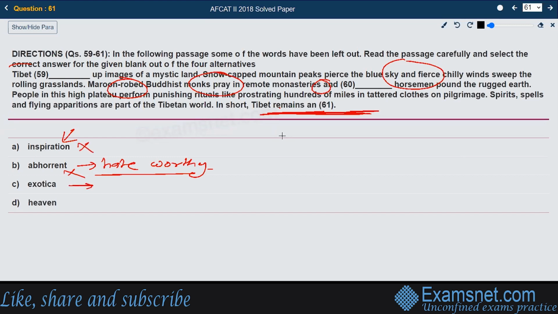Exotica, we'll talk about this later. Heaven, so the beauty is also not described. It's not like the beauty has been described very well, so it cannot be heaven. So the right word is exotica, which means an interesting place, and at the same time a distant place that is very far away. Interesting and distant place, that is what is called exotica. So that should be the right answer, option C.